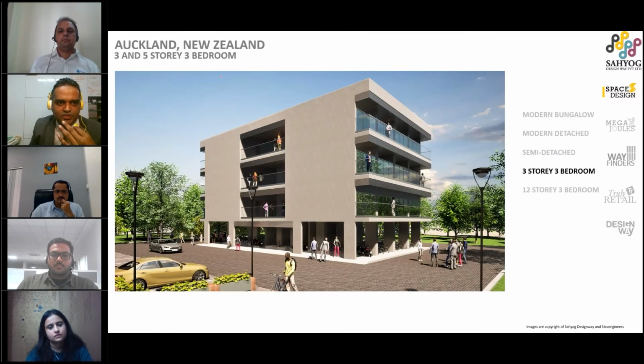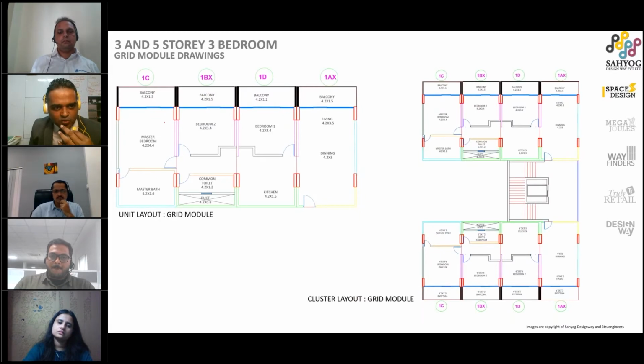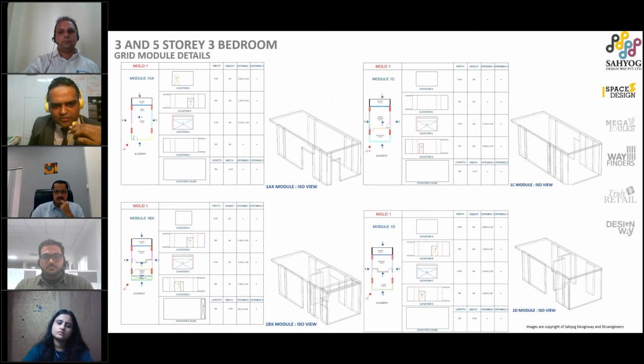Then we had three-story apartments with a three-bedroom structure, which has a common facility, private space, and modular space, which creates this sort of cluster, and that cluster creates this apartment building. And then how these modules were placed with one another in 1C, 1DX, 1D, 1AX. So this becomes a connective design, and then of course the module details come across and create this three-story apartment.